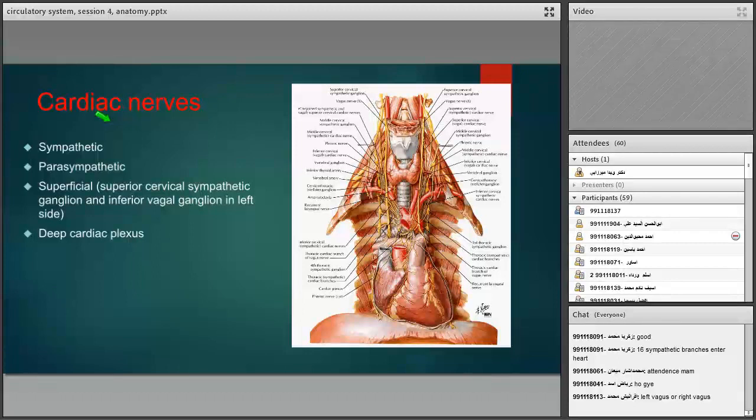Listen, at first, the superficial and deep cardiac plexus are connected to each other, and all the branches are connected to each other, okay? And there is no border between these 2. Because of their place, we call them superficial and deep. So their function is related to each other, but just because of their place we call them superficial and deep.